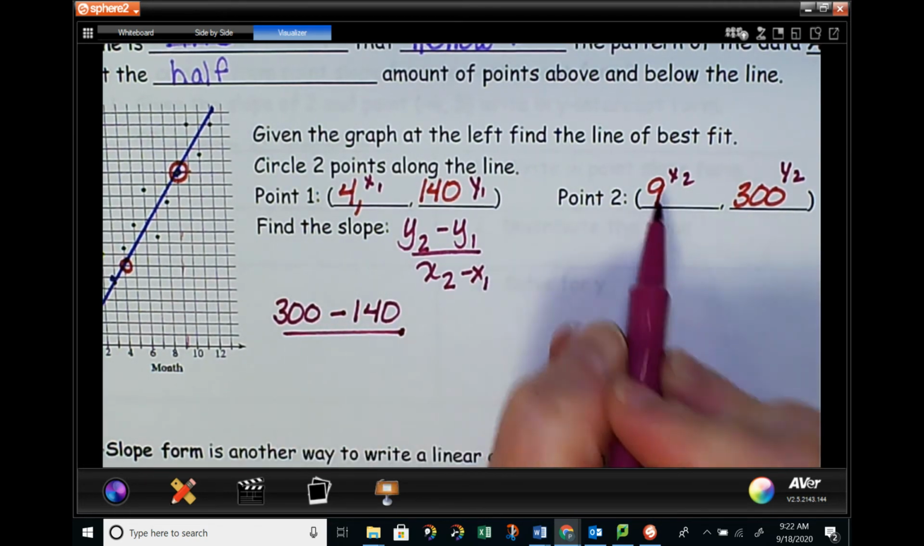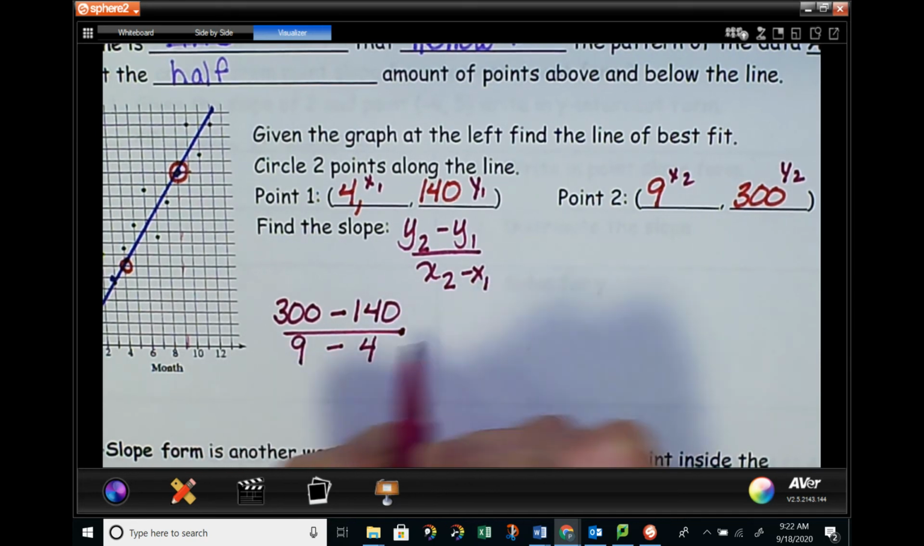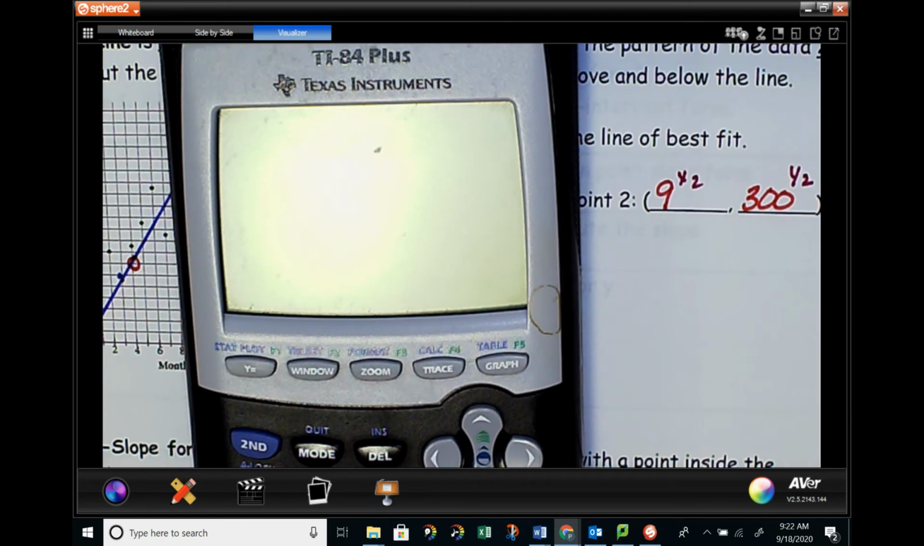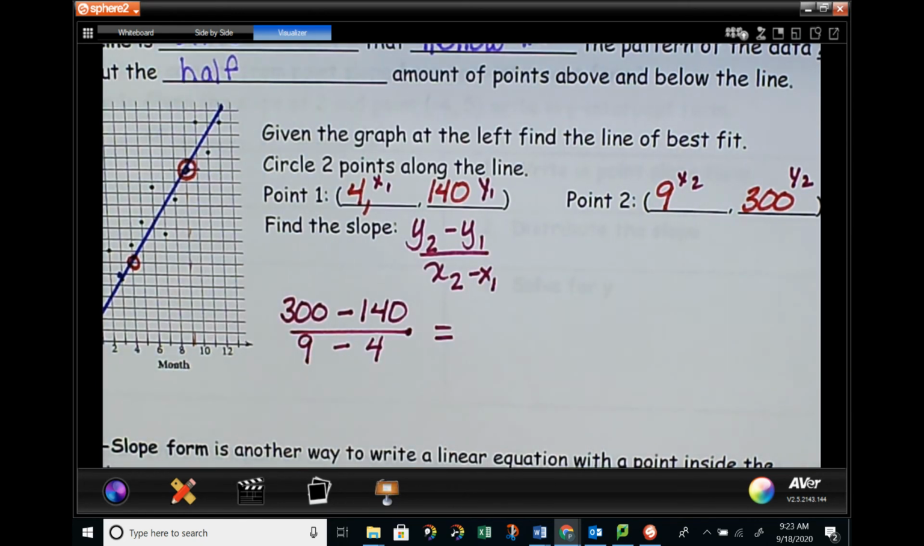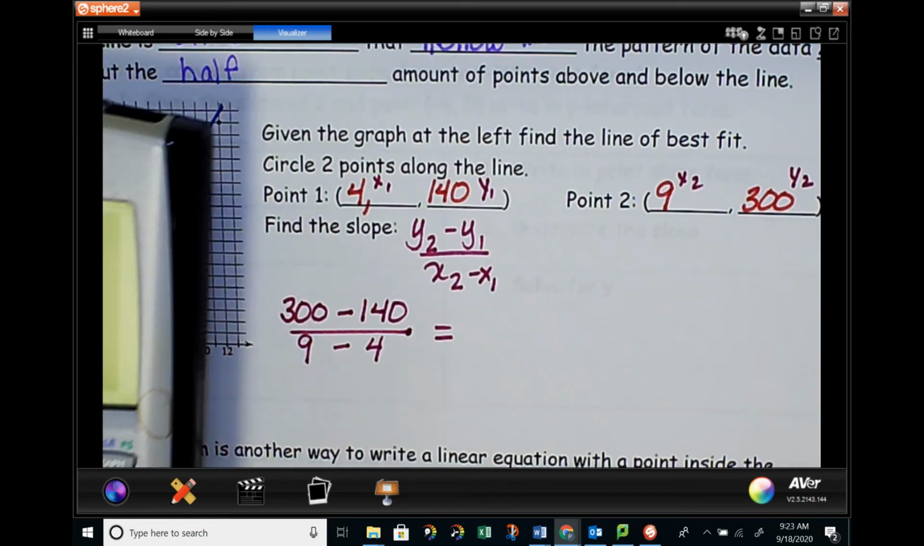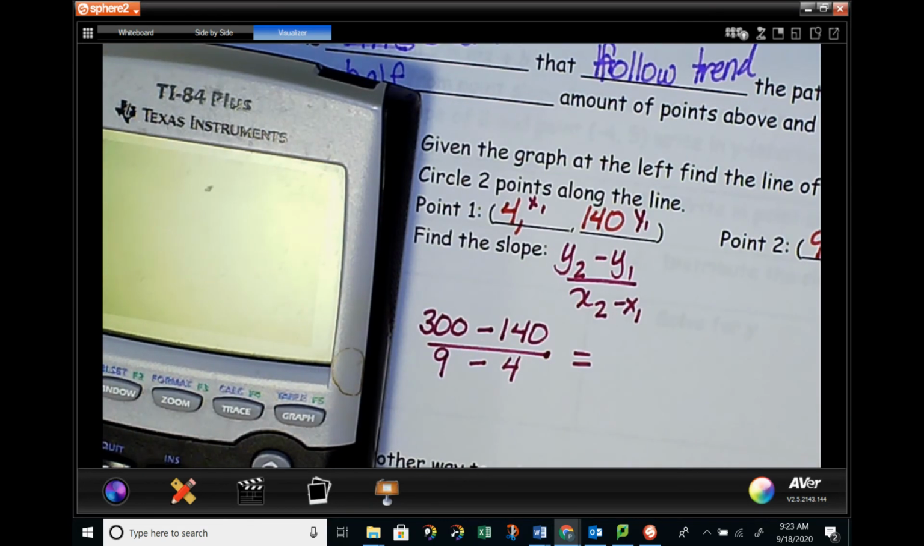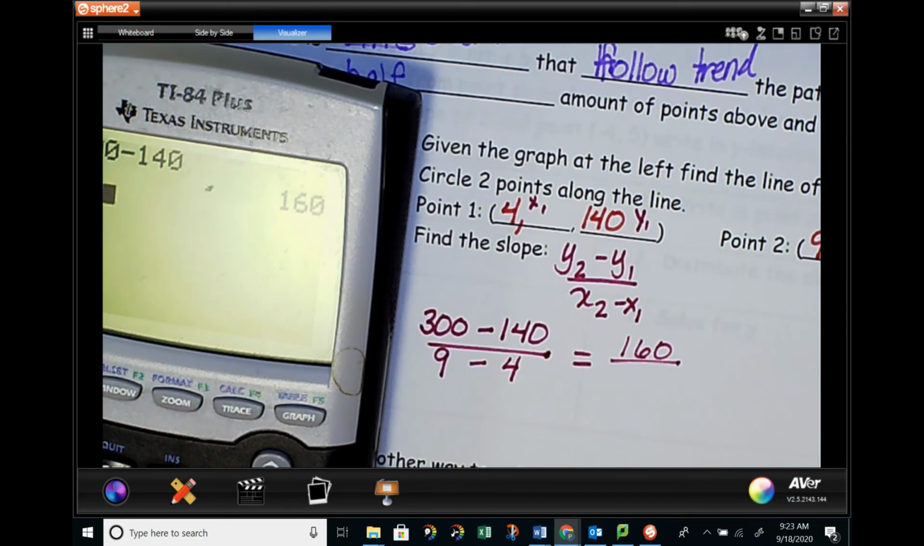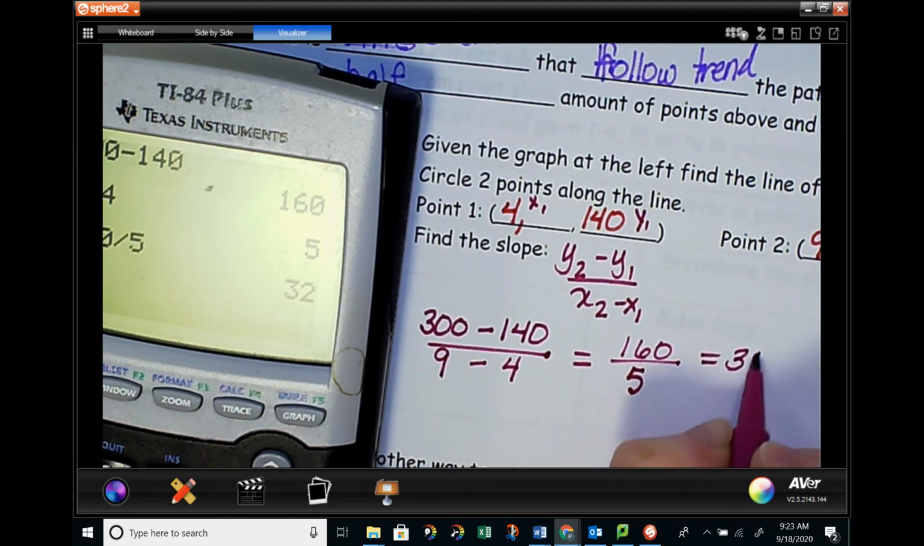The most common mistake is putting y on the bottom. Now you're going to go 9 minus 4. You can use your phone or your computer as a calculator. 300 minus 140 gives 160, and 9 minus 4 gives 5. So 160 divided by 5, and my slope is 32.